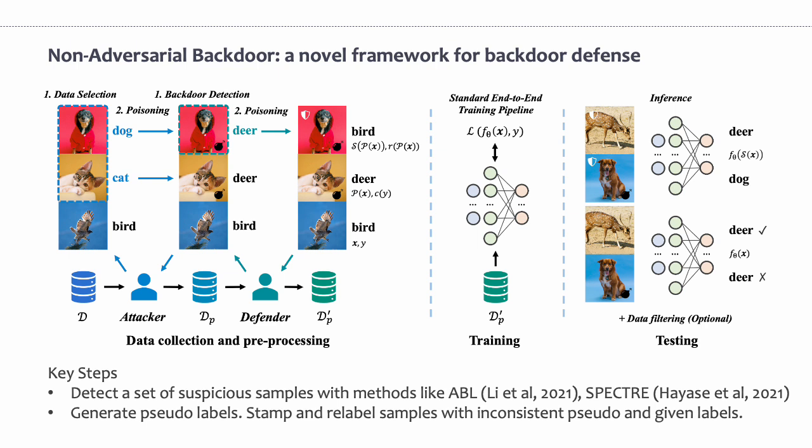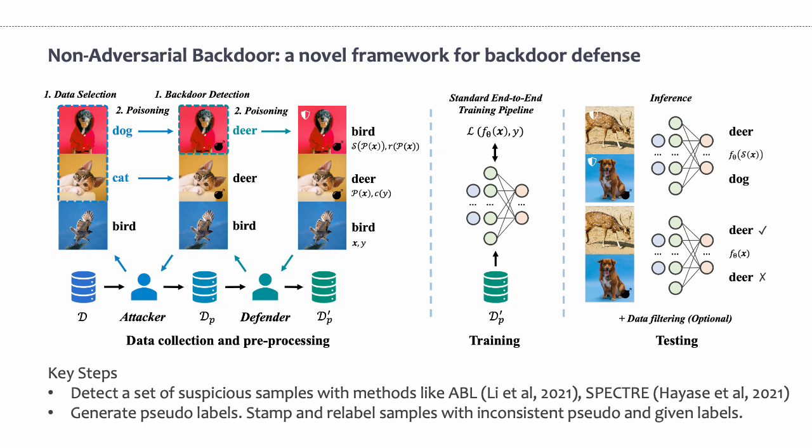Second, we generate pseudolabels for detected samples. If the pseudolabel does not match the given label in the training set, we stamp the image with a trigger pattern and replace its label with the pseudolabel. The pseudolabel can be obtained from models trained on a small set of verified data, or even randomly generated. After preprocessing the training data with the two steps, we have injected a non-adversarial backdoor, which once triggered will suppress the attacker's backdoor on malign samples while having minor influence on benign samples.